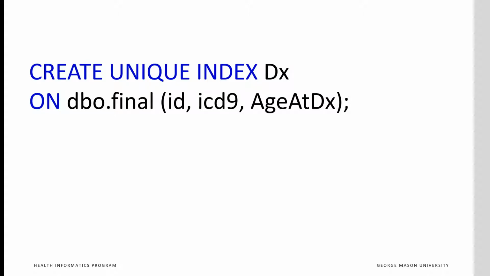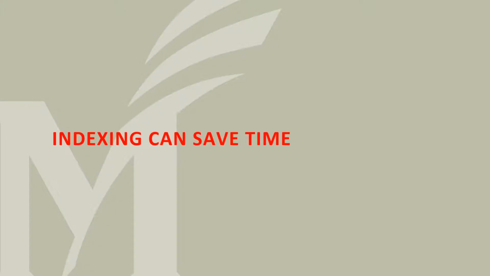This code uses the data from dbo.final and the three columns ID, ICD9, and age at DX. This code assumes that we have previously cleaned the data and there are no duplications across these three columns. A patient can have only one diagnosis at a specific age. Indexing can save time.